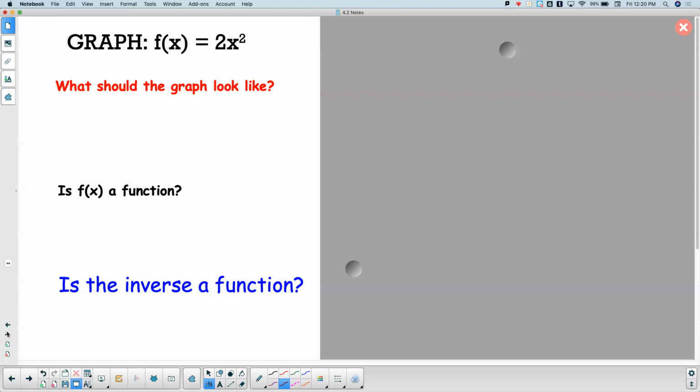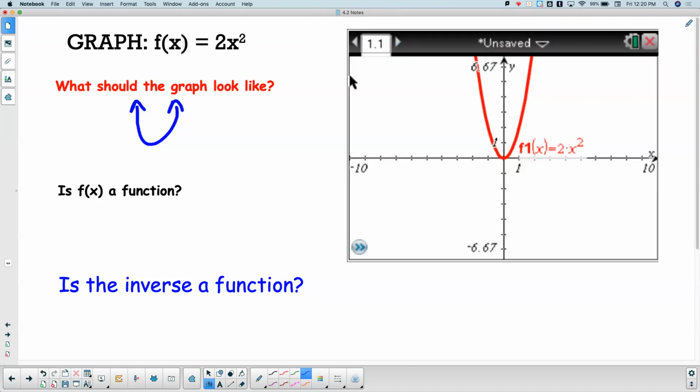Okay. Because why? Because the 2 is positive. So it should look like that, right? Yeah? Okay. In fact, it does. Okay.